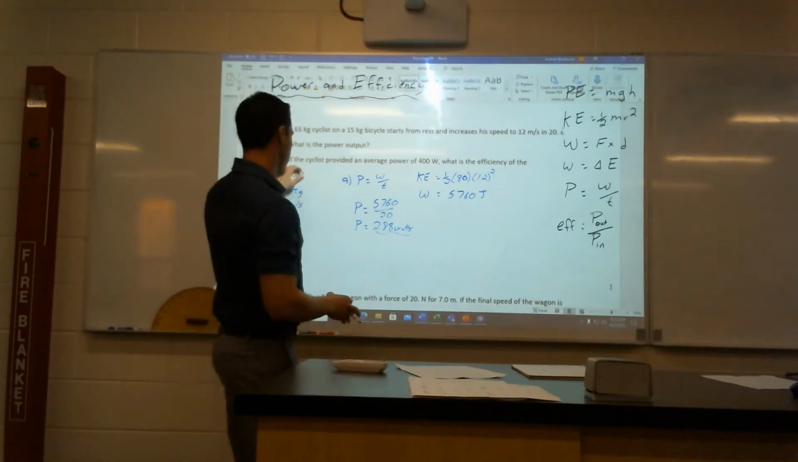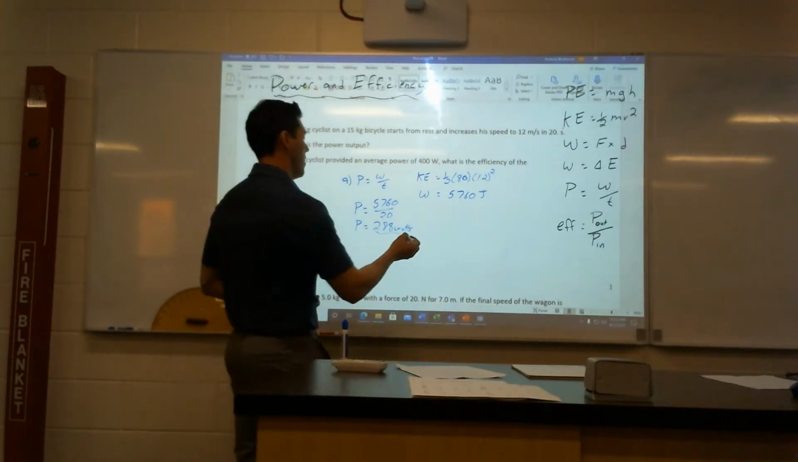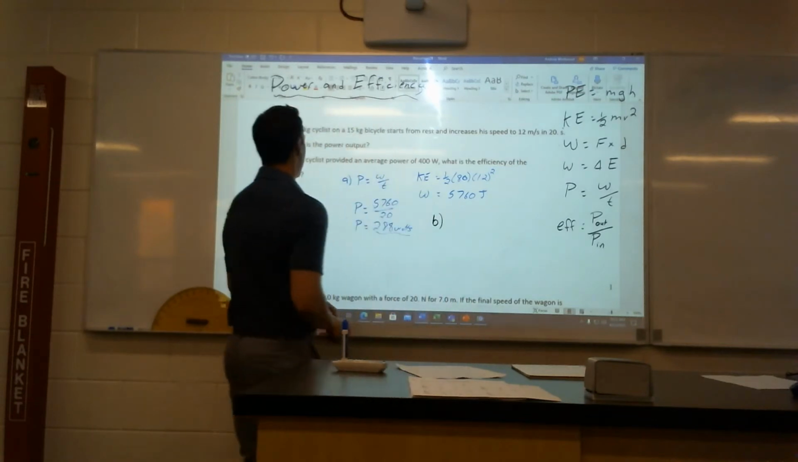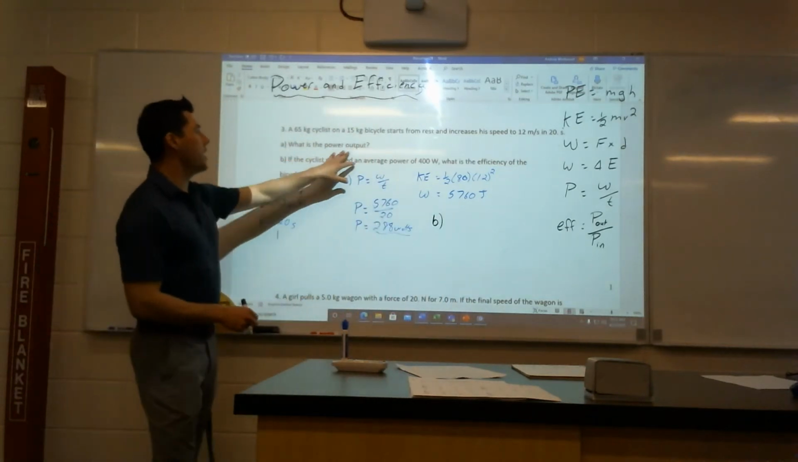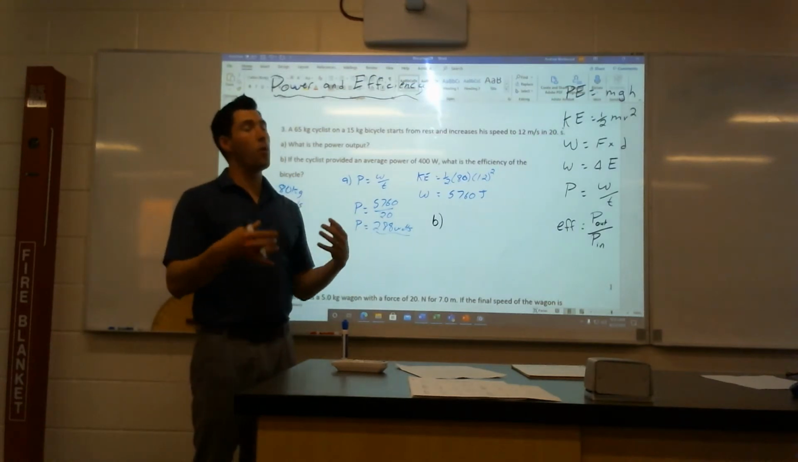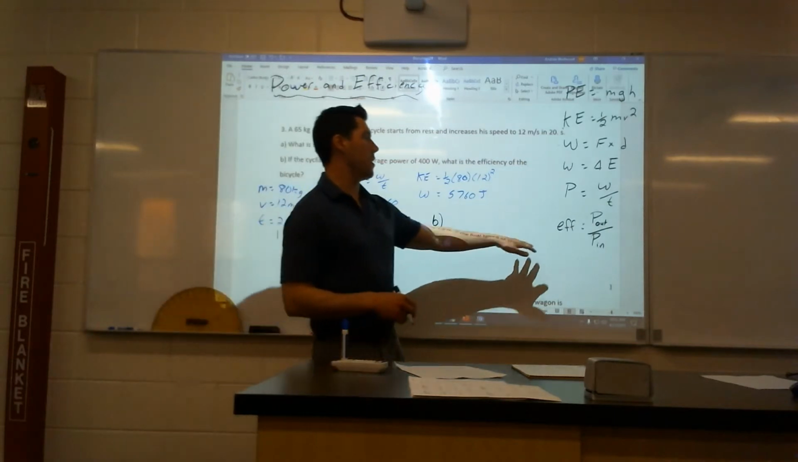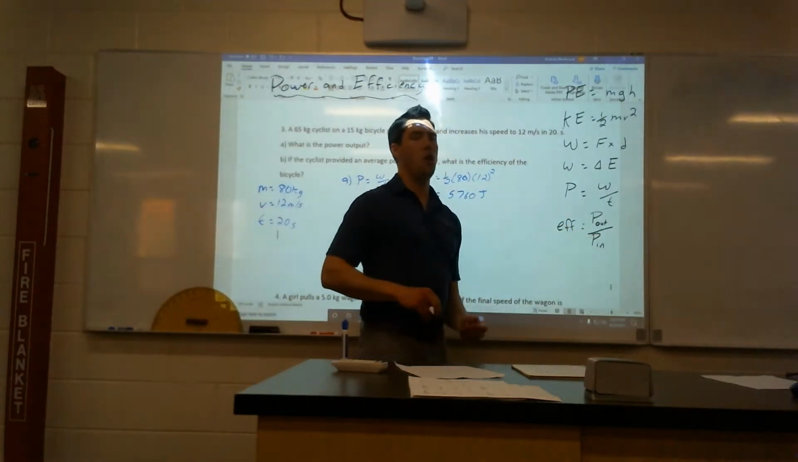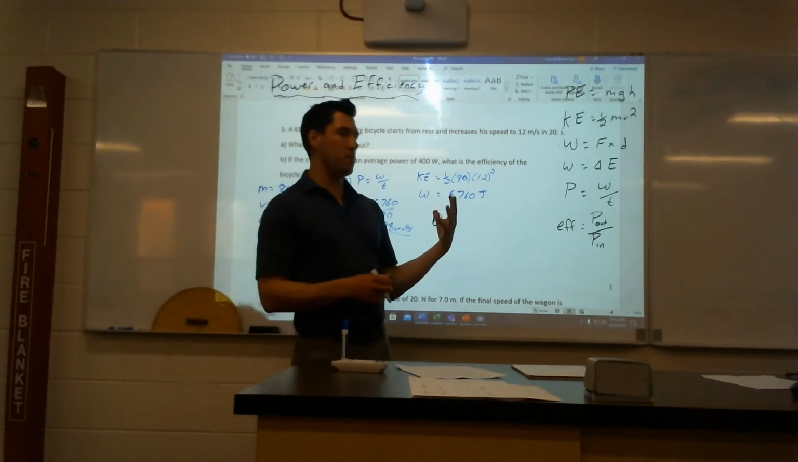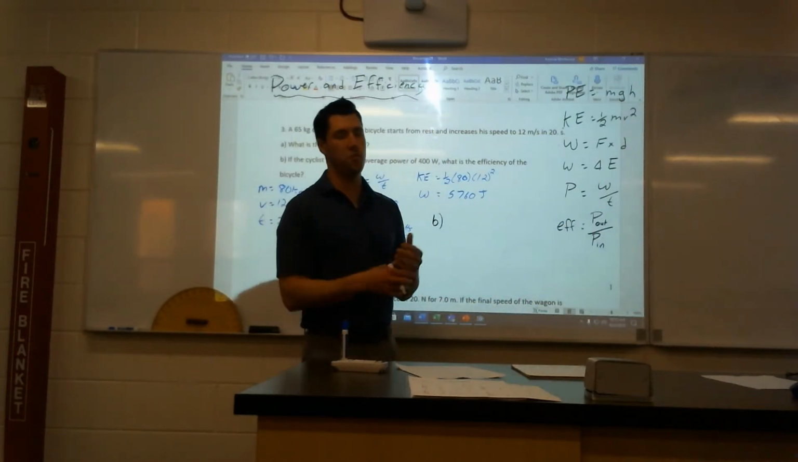For B, and I'll change colors here, it says if the cyclist provided an average power of 400, so that means they put in 400 watts of energy, what is the efficiency? Well, efficiency is, again, power out divided by power in. You're always going to have your smaller number as the top number because you're going to have a decimal, which also turns into a percentage.